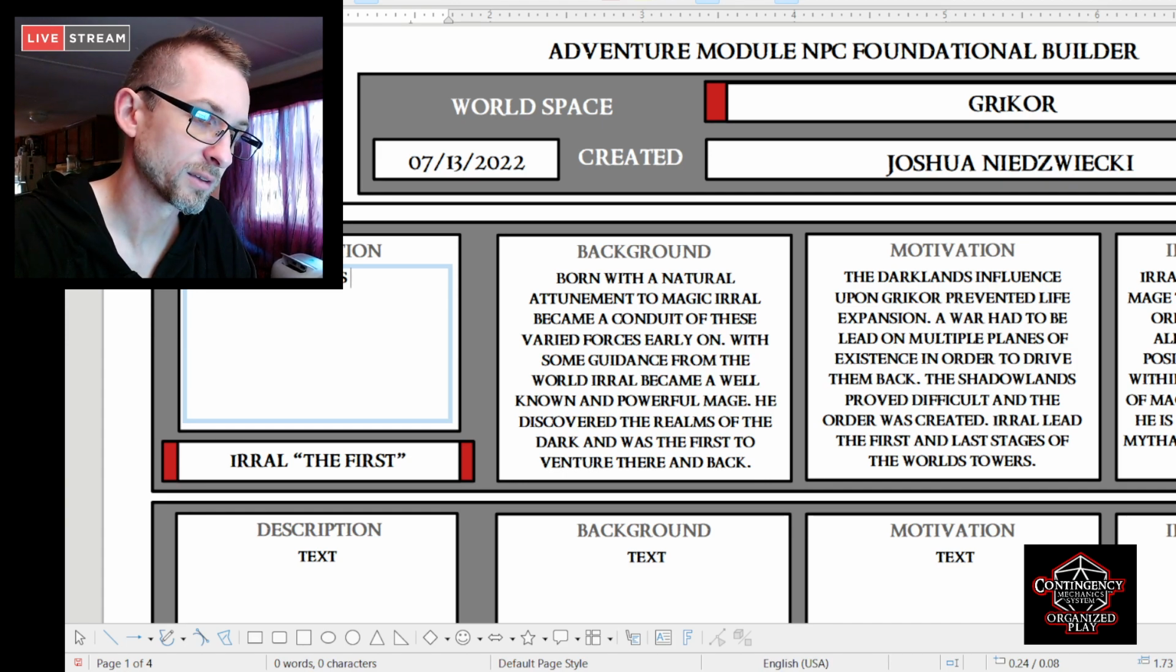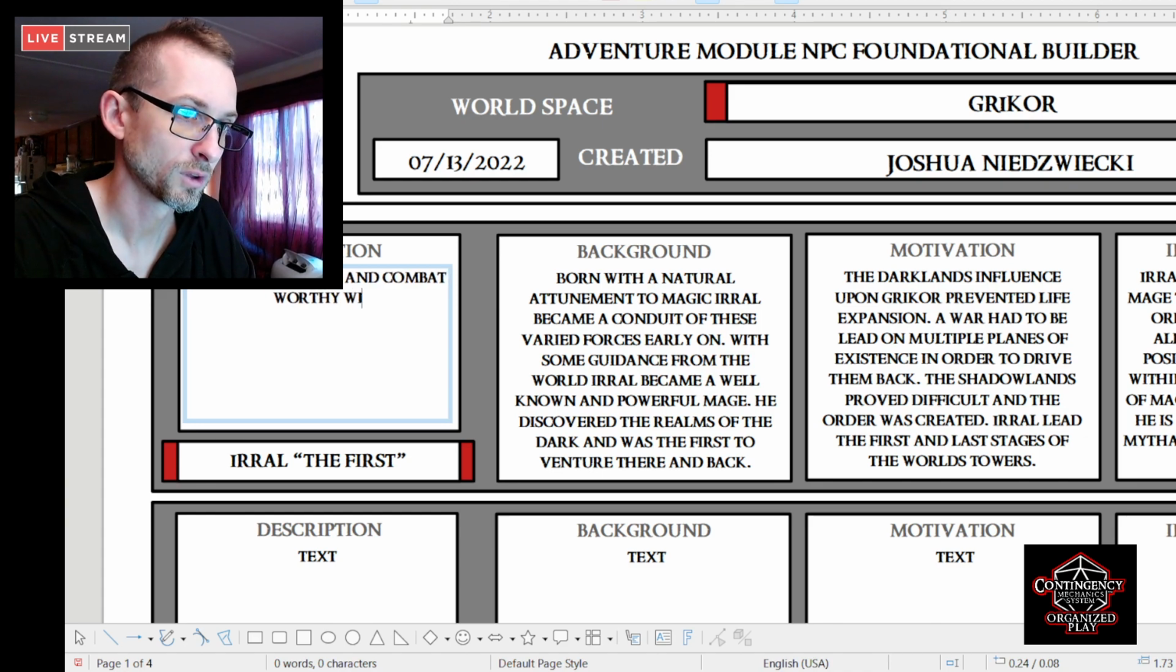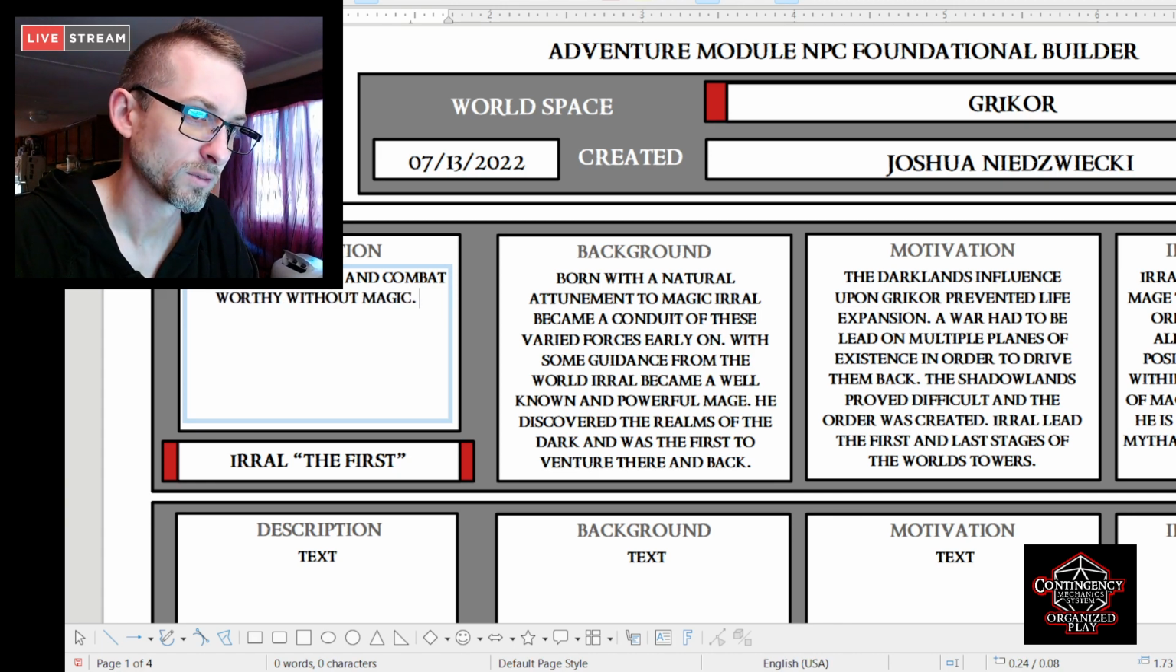So Aral is well-built and combat-worthy without magic. So he's not a stick, right? He knows his weapons. He knows physical and mental capacity, right? Tactics as well.